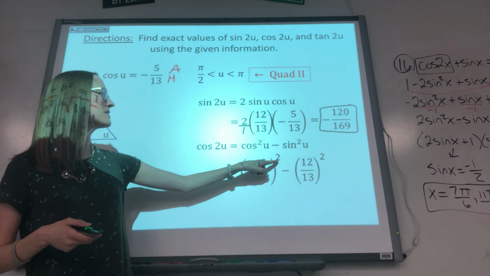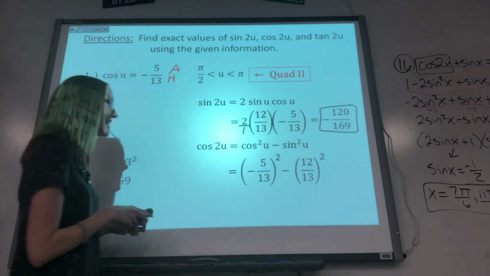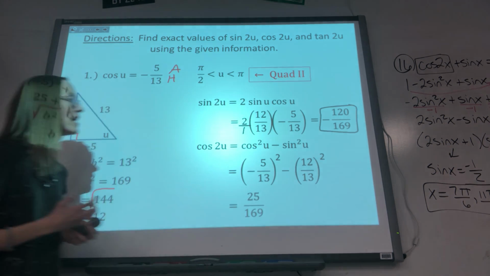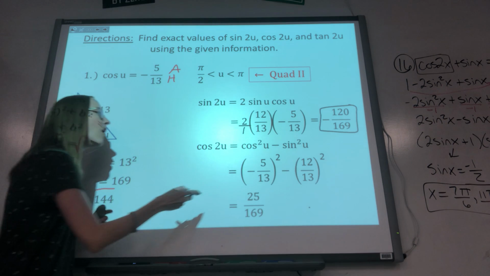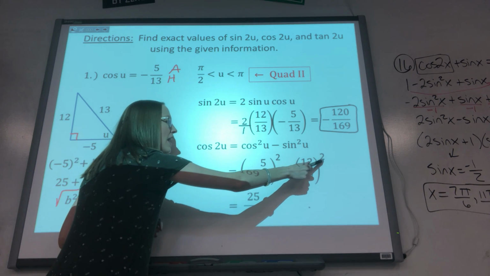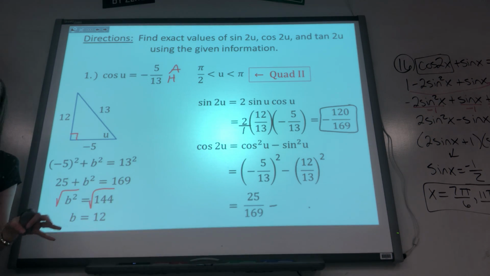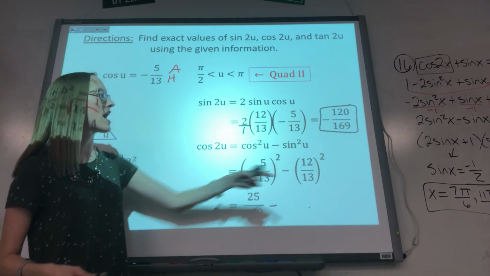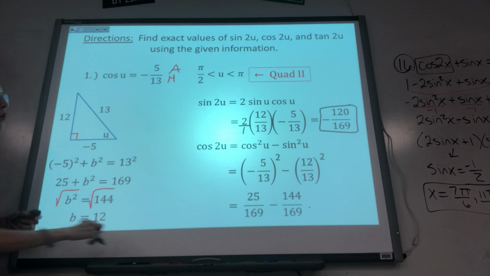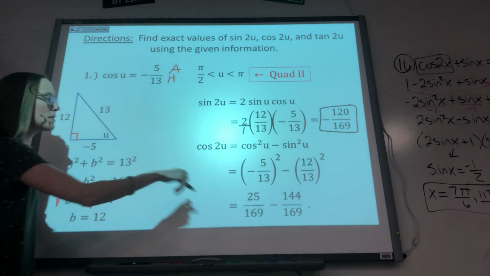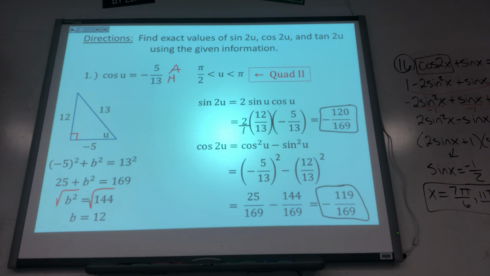Now what happens when you square a negative right here? It turns positive. So this is positive 25 over 169. Make sure you know back here that you're not squaring this minus sign. The minus sign is just there. The only part that you're squaring is that fraction. And that should be 144 over 169. So subtract, and I think you get -119 over 169.